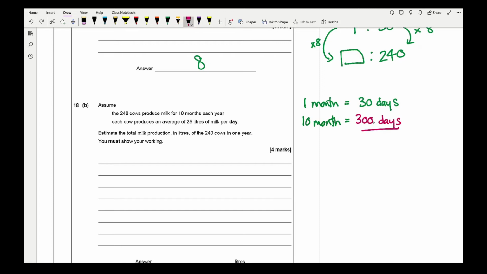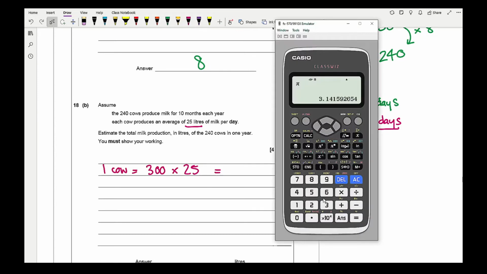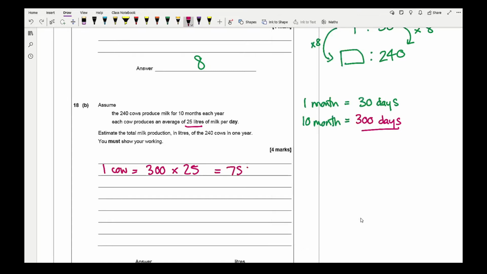And it says that an average cow can produce 25 litres. So 1 cow is going to be 300 times 25. And if I type that into my calculator, 300 times 25 gives me an answer of 7,500 litres per year.